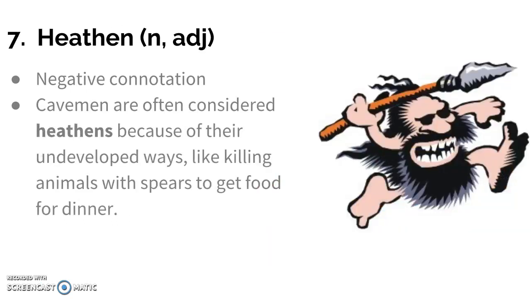Number 7 is heathen, which can be a noun or an adjective. If it is being used as a noun, just like in our sentence, it's going to be describing a person who is irreligious, uncultured, or uncivilized. If it is being used as an adjective, it's just describing someone or their actions as heathen because they're uncivilized or uncultured. So for our example sentence, cavemen are often considered heathens because of their undeveloped ways, like killing animals with spears to get food for dinner.